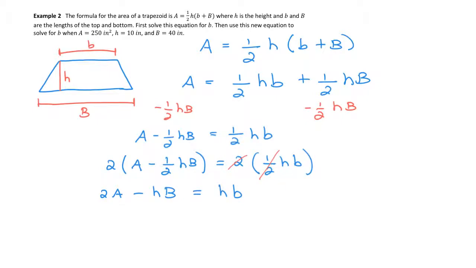As my final step, I'm going to divide both sides by this h, leaving b by itself. So I'll divide the right side by h, provided that I also do the same thing on the left. And I have my final answer. I have that 2a minus hb, all divided by h, is equal to lowercase b.